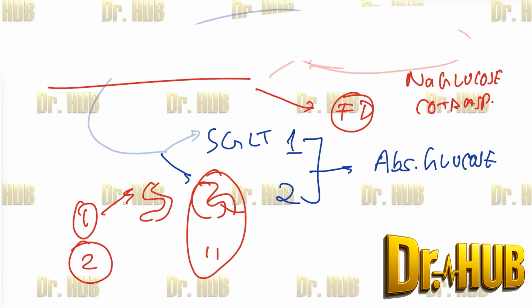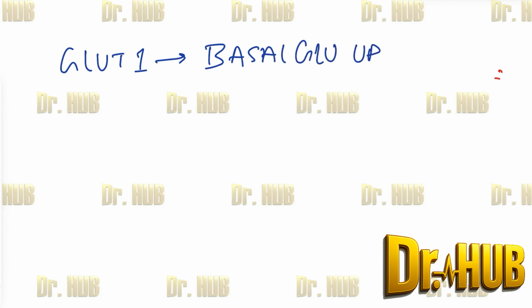Then we spoke about GLUT1. The function of GLUT1 is the basal glucose uptake. And we saw the major sites of expression: the placenta, the blood-brain barrier, the brain, the red cells, the kidney and the colon, and other organs.